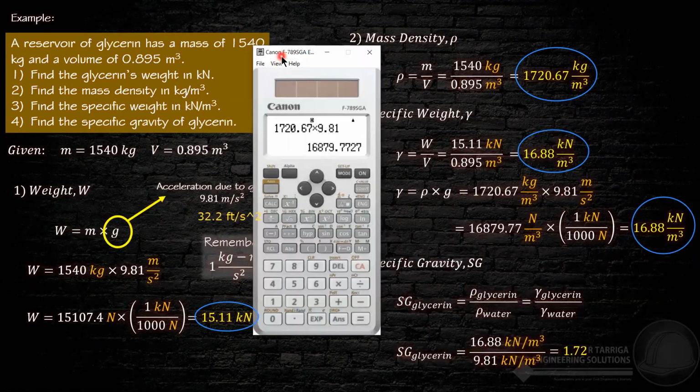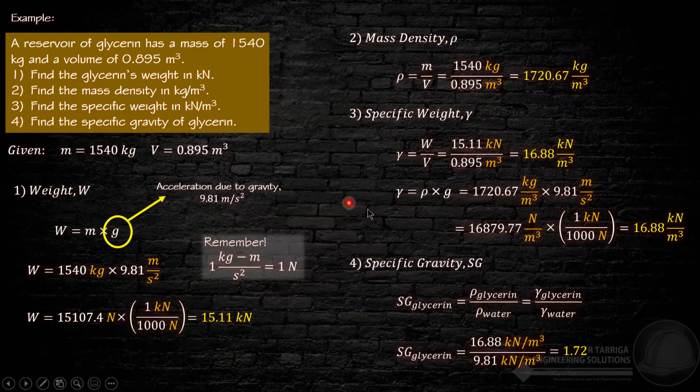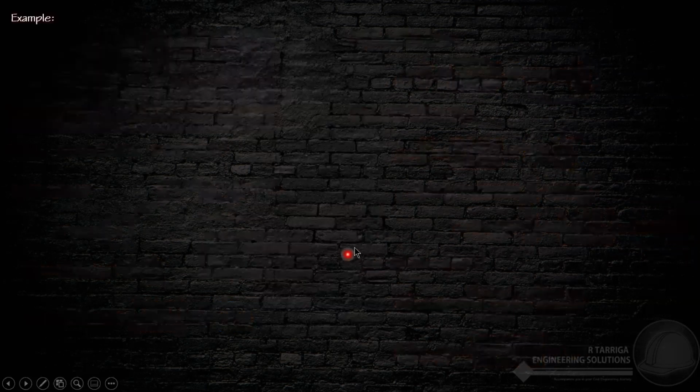Or you may use the other, no? This, it's already the unit weight. Let's try density. So the density is 1,720.67. Remember that the density of water is 1,000. So that would be 1.72. Still correct. Okay? Next problem.